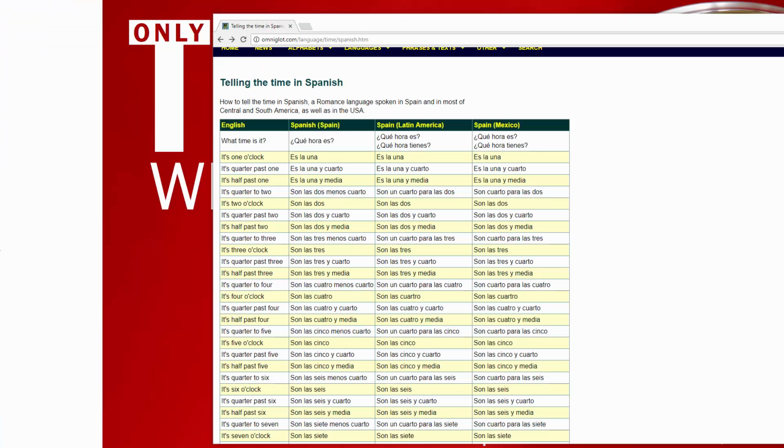There's a helpful resource on omniglot.com which takes you through every hour of the clock and provides a few examples.